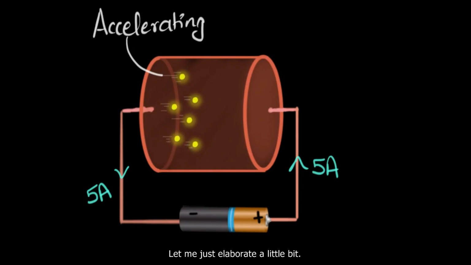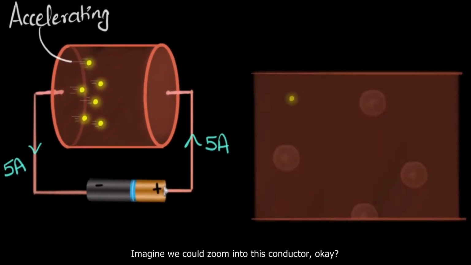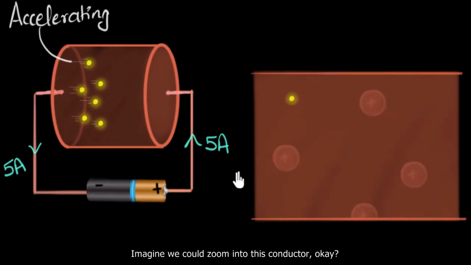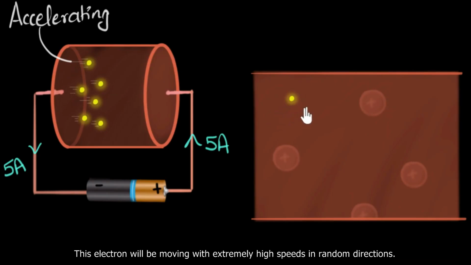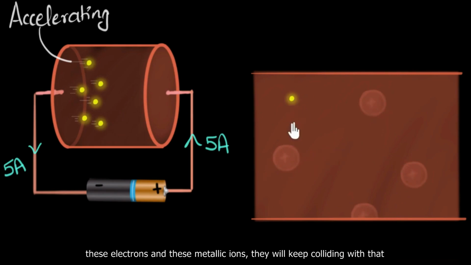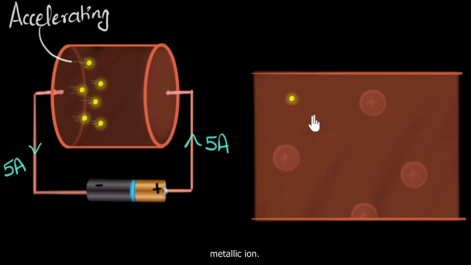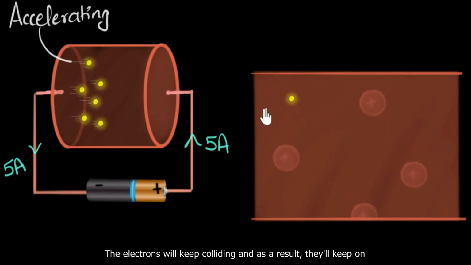Let me tell you what I mean. Let me just elaborate a little bit. Imagine we could zoom into this conductor. Now here's an electron. Let's assume there is no battery right now. This electron will be moving with extremely high speeds in random directions. However, because there are these positive metallic ions, remember, metals have these electrons and these metallic ions, the electrons will keep colliding with the metallic ions, and as a result, they'll keep on bouncing randomly, and they don't get anywhere.